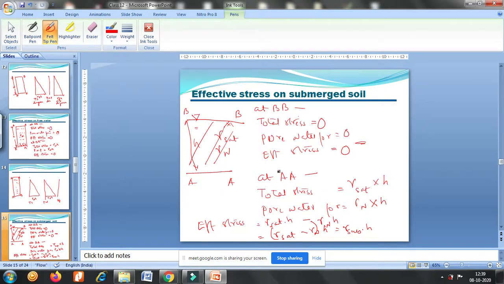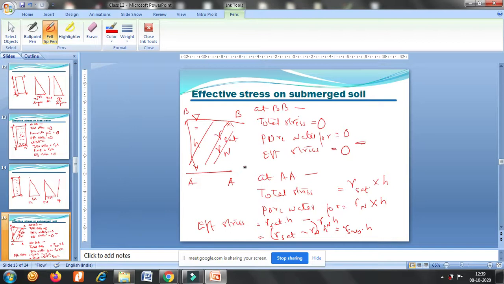The effective stress at AA is the stress given by the soil grain. So what we have to do is, from the total stress, subtract the stress given by the water. The stress given by the water is nothing but gamma W into H. So gamma saturated into H is the total stress, and gamma W into H is the pore water pressure. That is nothing but gamma submerged into H.